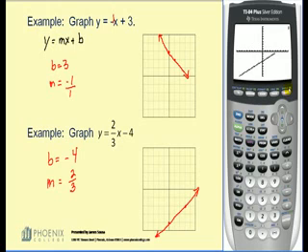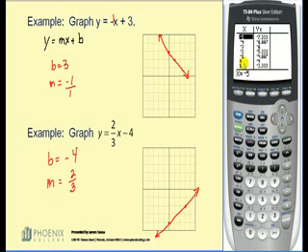Gives you a nice visual that our line looks accurate, but more specifically, if we hit second graph, we can verify that 0, negative 4 is 1 point on the line, and we can now verify that the point 3, negative 2 is another point on the line. Therefore, we have graphed this correctly.